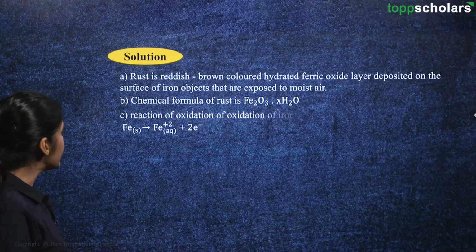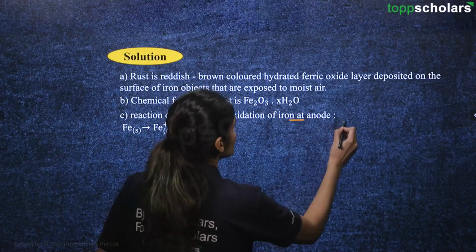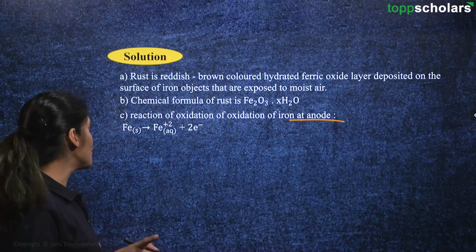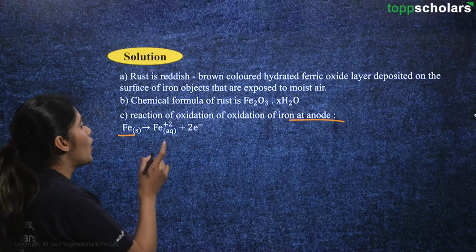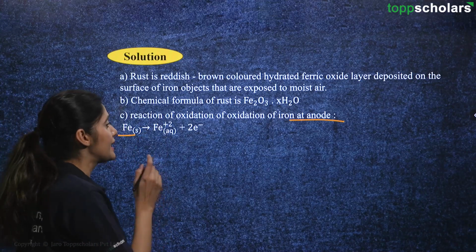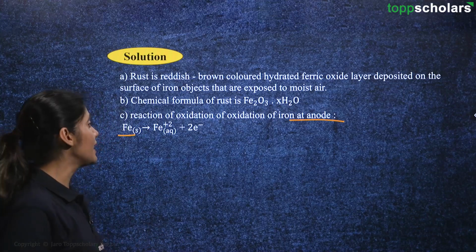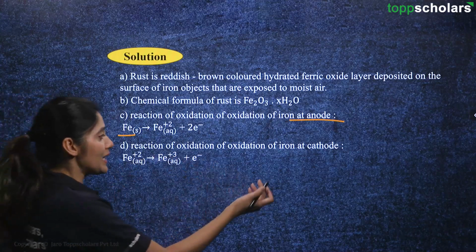Okay, now see. Reaction of oxidation of iron at anode. So, what is taking place at anode? This is the reaction. Fe in solid form is converted into ferrous iron Fe2+ in aqueous state and 2 electrons are produced. Then what happens in the cathode?